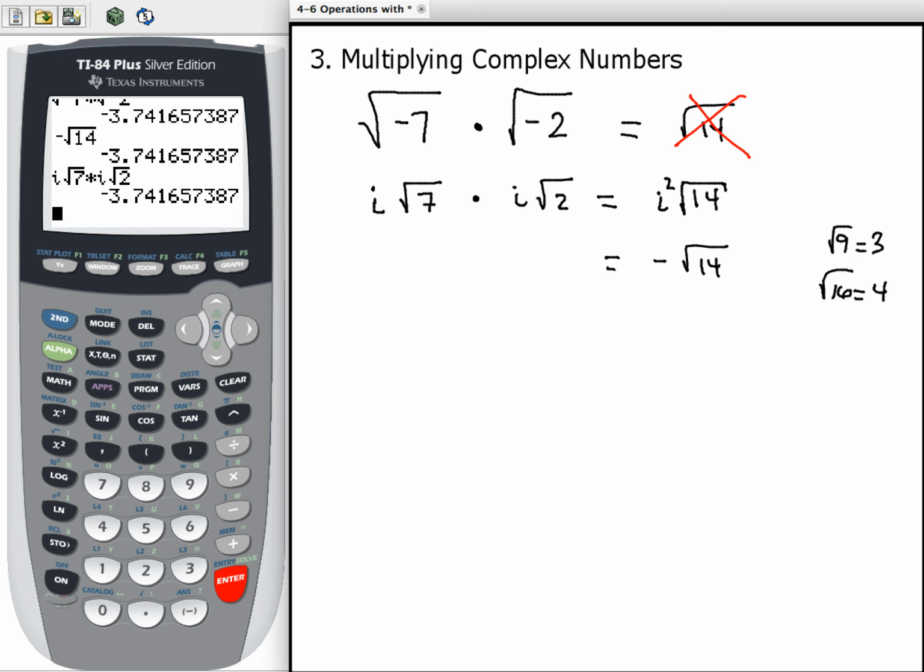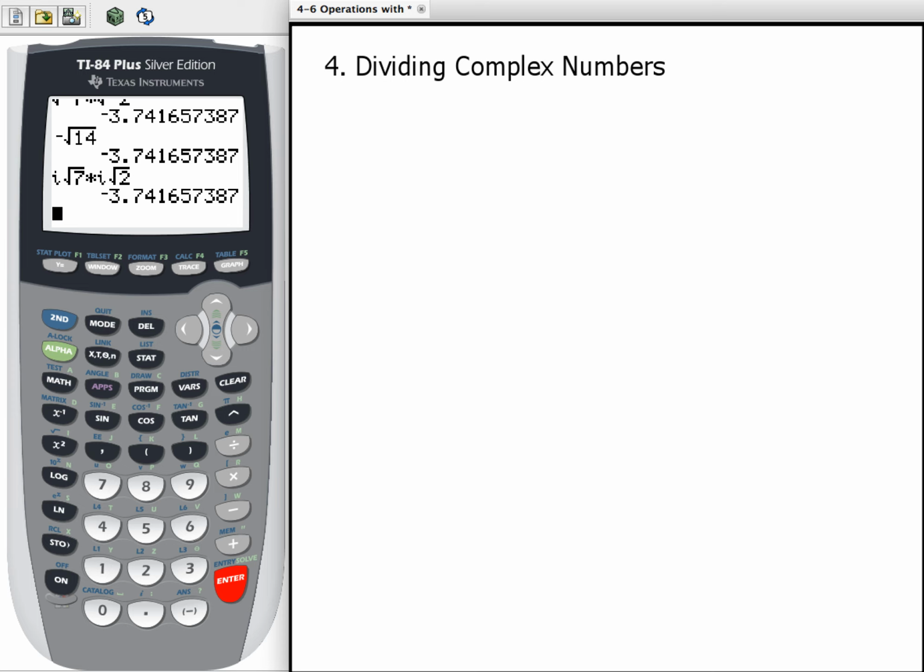Now let's take a look at dividing complex numbers. But before we get into that, what I want to talk about real quickly is this idea of conjugate. Before you'd learn about this, you should have seen stuff like this in your algebra coursework. So if you were to see problems like this, you should be able to look at these and do these pretty quickly in your head.